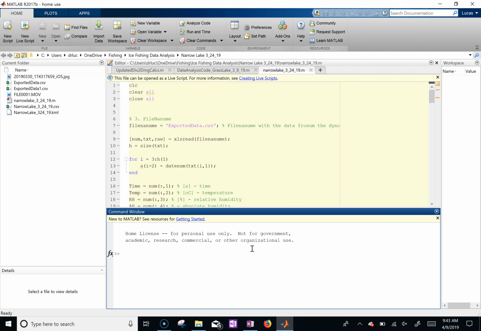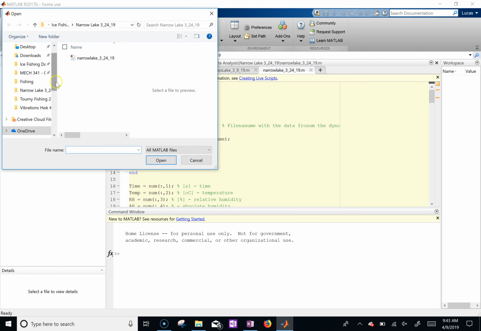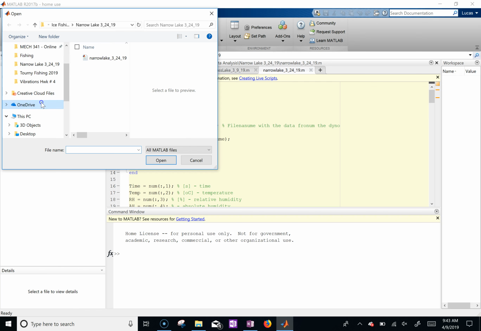Before I show you and dive deep into what I'm going to show you here, we need to do some programming and understand how MATLAB will program. But I want to show you this first.